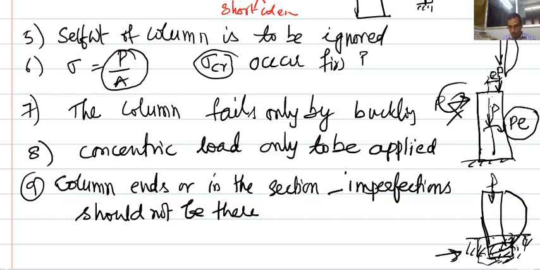Imperfection means faults in the column. Suppose there is a hole somewhere here, you made a lot of holes here somewhere, maybe for bolting purposes or some other purpose. So, what happens? That is the portion where the buckling starts, because that is the weaker section. So, a column should not be like that, okay, very important.